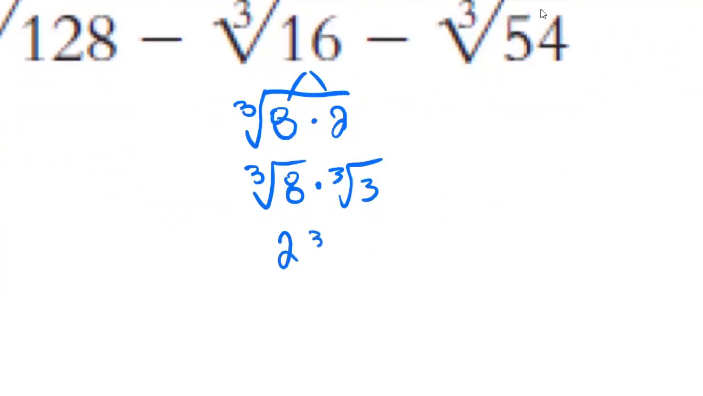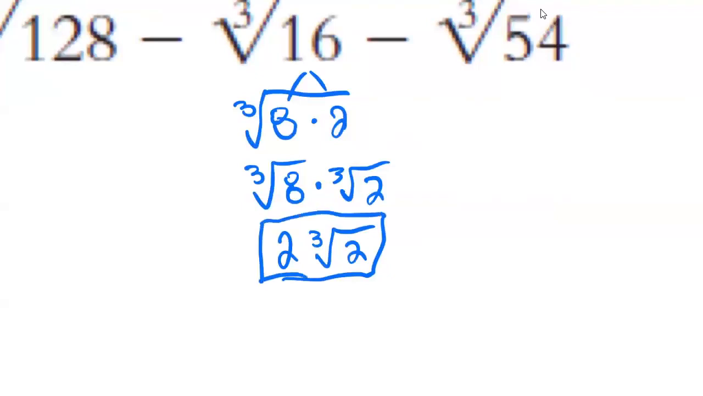So this is 2 cube root 2. Sorry, this is that middle term, 3 cube root 2. I chose that one because I can see that perfect cube within 16, so that was easy to do. But it's not something I would normally do.